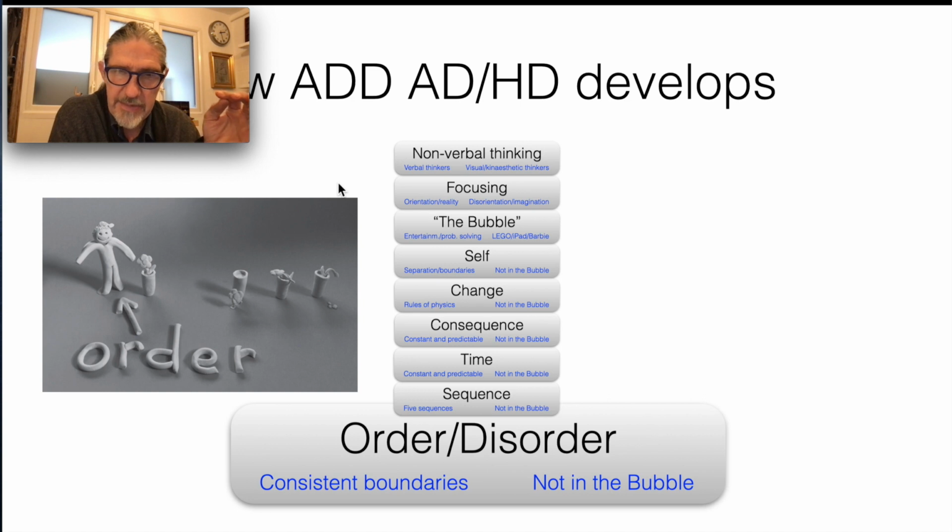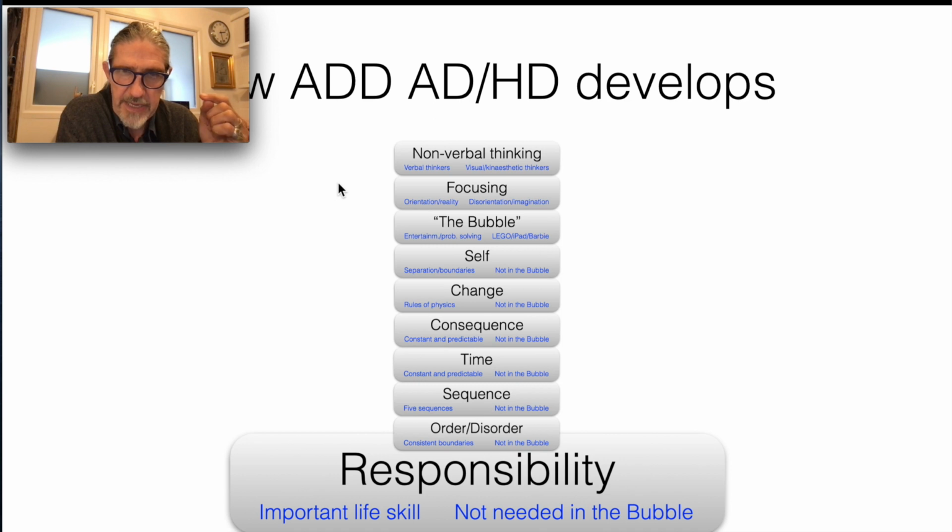And of course, in the bubble, you can create any kind of order you like, but in the real world, there are consistent boundaries. There are certain places where you behave in a certain way, and the boundary could be the door, or if you're tidying up, maybe the boundary is the bookshelf. That's where the books should be, and so on. So order and disorder is a key concept for ADHD people to master.